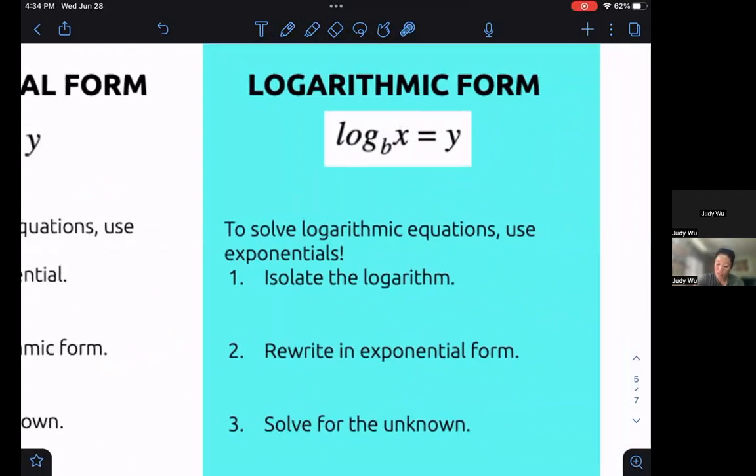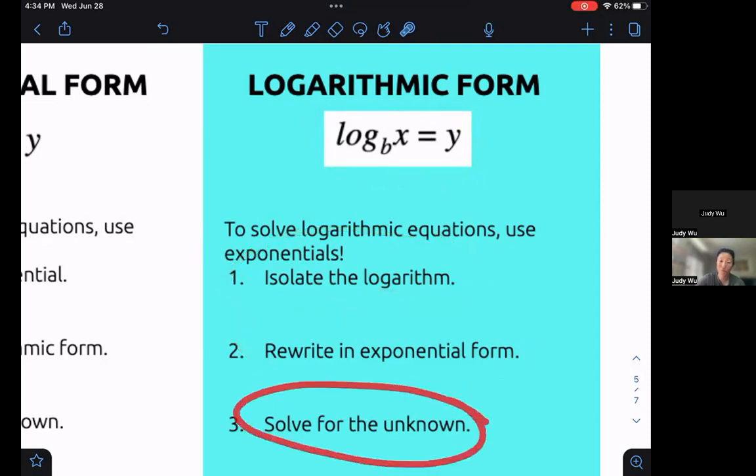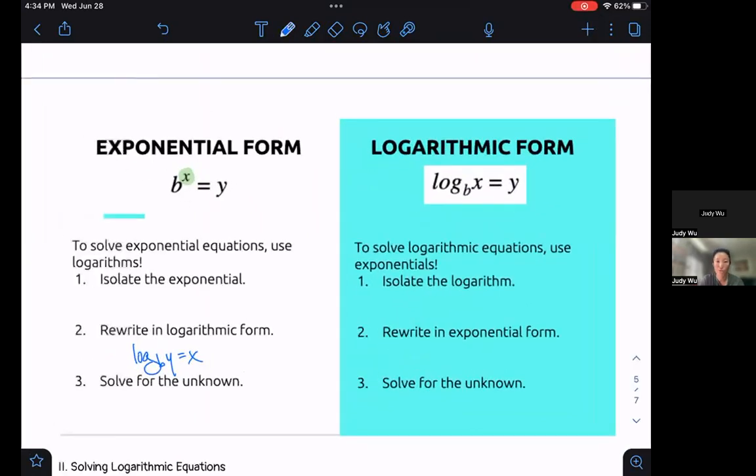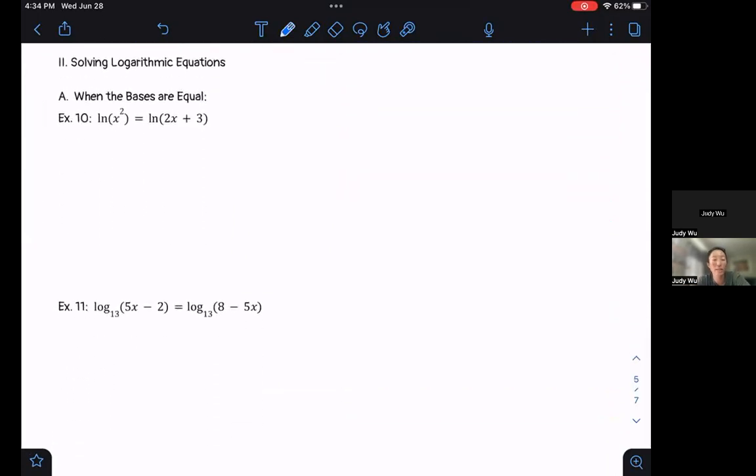If we end up with something with logs, then in 3 easy steps, we can find the answer. We can isolate the log, we can rewrite it in exponential form, and we can solve for the unknown. So a nice handy slide for you to use to help guide your equation solving, because I know there are so many different types, it might be hard to keep them all straight. In this video, we're going to focus on solving log equations. We're going to take a look at when bases are equal, and then we'll start to move into some where the bases are not equal.